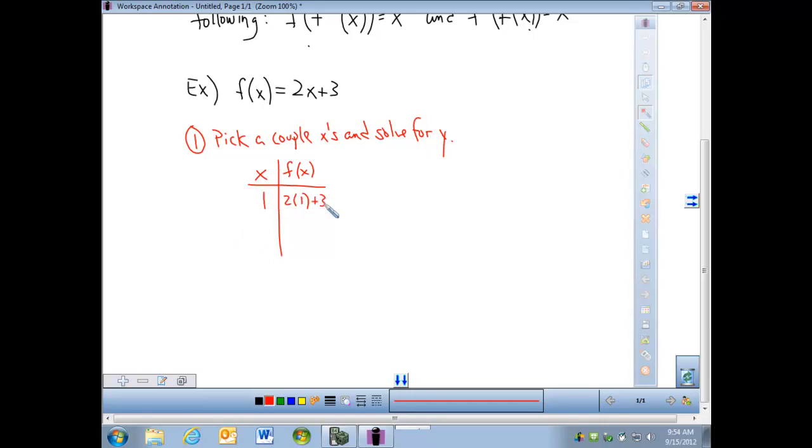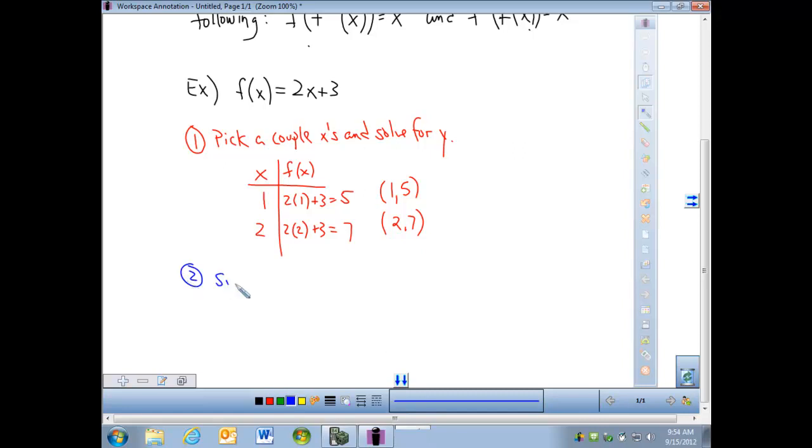So the first value I'm going to plug in is 1. Take 1, plug it in. 1 times 2 is 2. 2 plus 3 is 5. So 5 is going to be my f of x, or my y for this. If I wrote that as a coordinate, it'd be (1, 5). Do the same thing as I plug in 2, and I get 7 for that answer. So I have 2 points right now, (1, 5) and (2, 7).